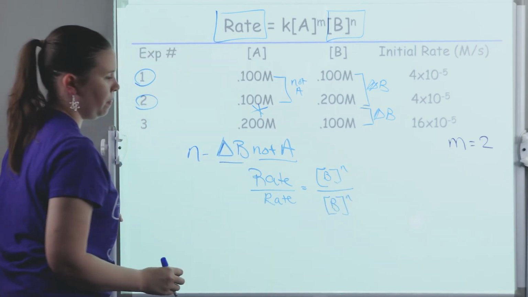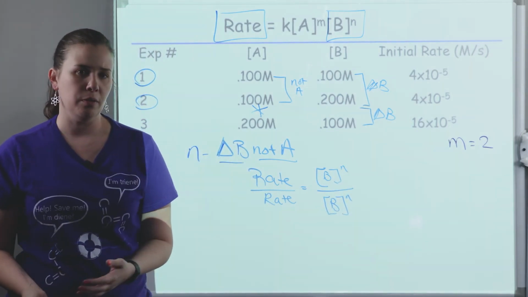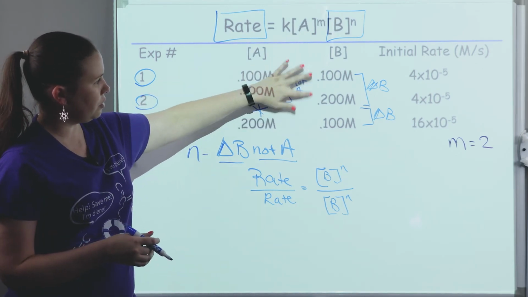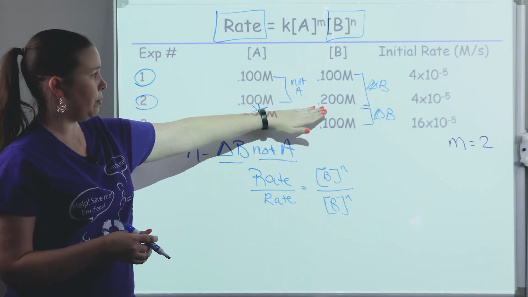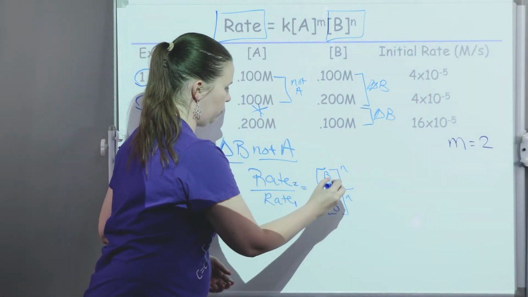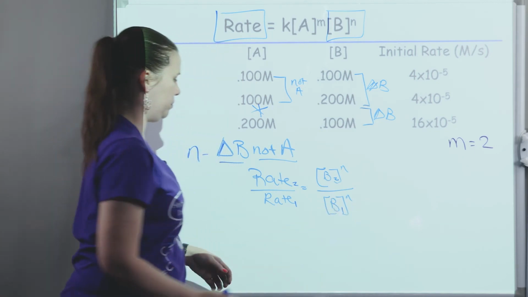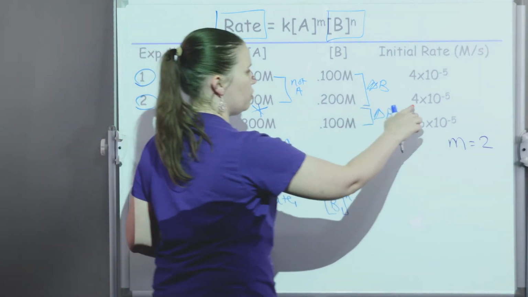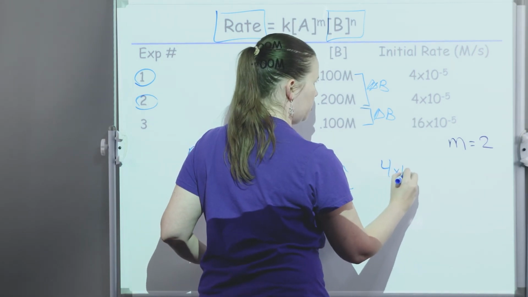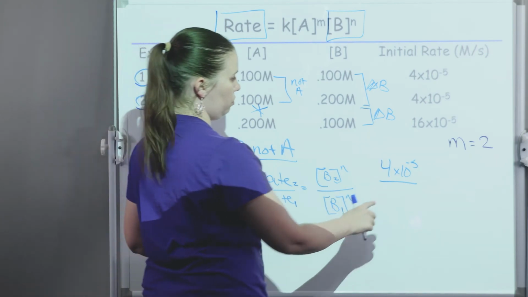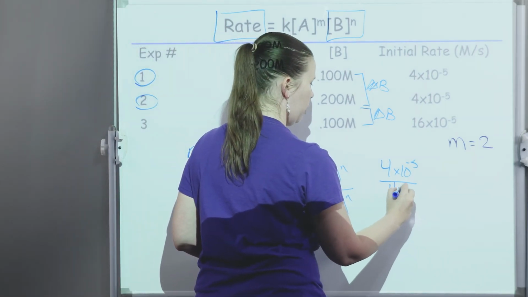So the N. Again, I would recommend putting the larger experiment on the top. So if I'm looking at these concentrations, experiment 2 seems to have the larger number. So I'll put the rate of 2 over 1 and concentration of 2 over 1. So let's plug this in. The rate of the second one is 4 times 10 to the negative fifth. And the rate of the first run through actually had the same rate.